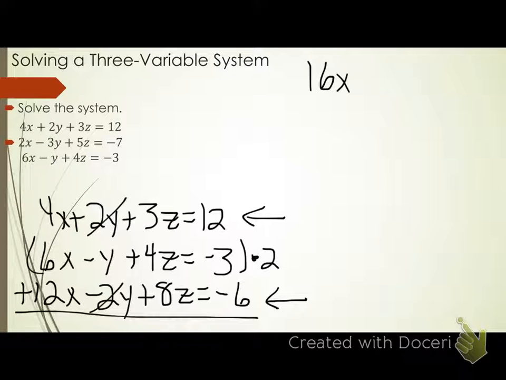What's 3z plus 8z? 11z. And then what is 12 plus negative 6? Positive 6. There's one of my new equations that I'm going to be using. I have one equation and two variables. How many equations do I need in two variables? 2. So I've got to use the same process again using two different equations now. I used my top one and my bottom one.